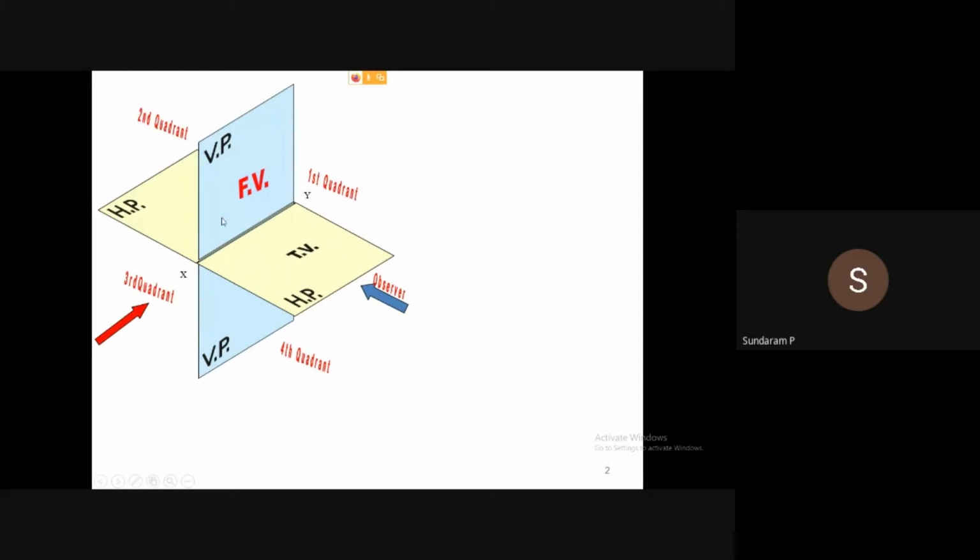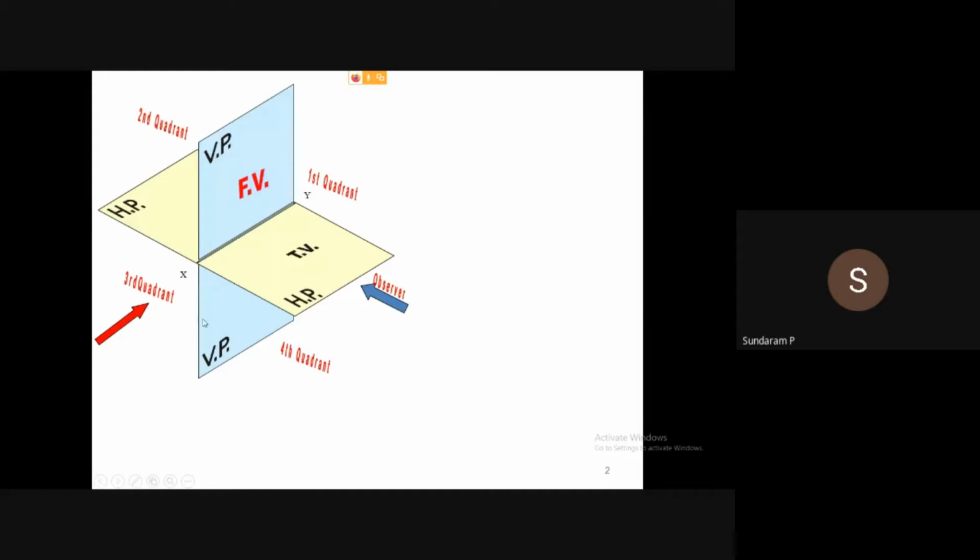So both in the first quadrant and second quadrant, the observer looks through the top. In the third quadrant and fourth quadrant, you can assume the observer is always looking through the bottom. Then only do we obtain the top view on the horizontal plane, either above or below, at the bottom of the ground.